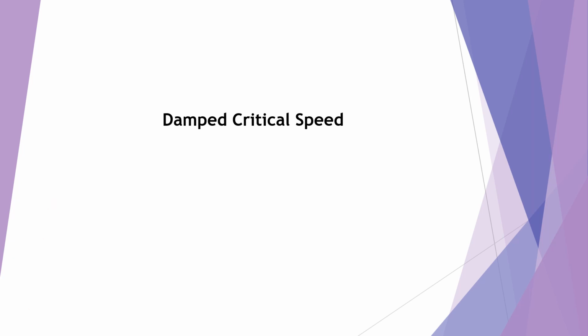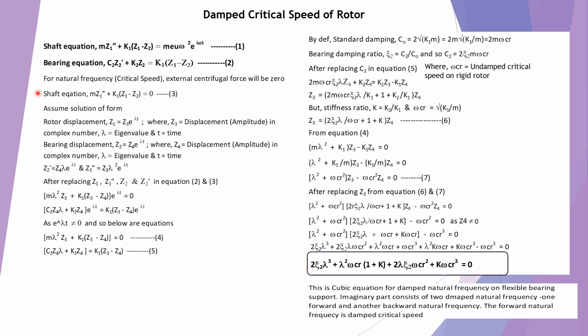Now damped critical speed. The shaft equation is written as m z1'' + k1 (z1 − z2) = m e ω² e^(iωt). This is equation number 1. The bearing equation is c2 z2' + k2 z2 = k1 (z1 − z2). This is equation number 2.